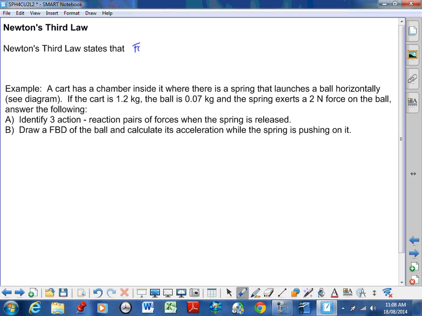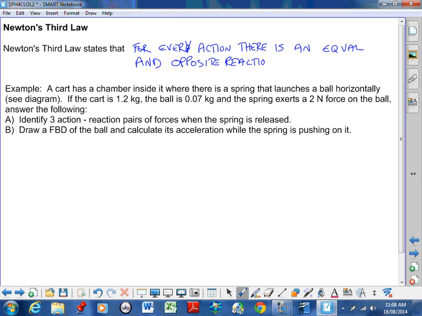It states that for every action, there is an equal and opposite reaction. All right. So if you punch the wall as hard as you can, the wall punches your fist back as hard as it can, and that's why your fist hurts when you punch a wall, because the wall punched back.